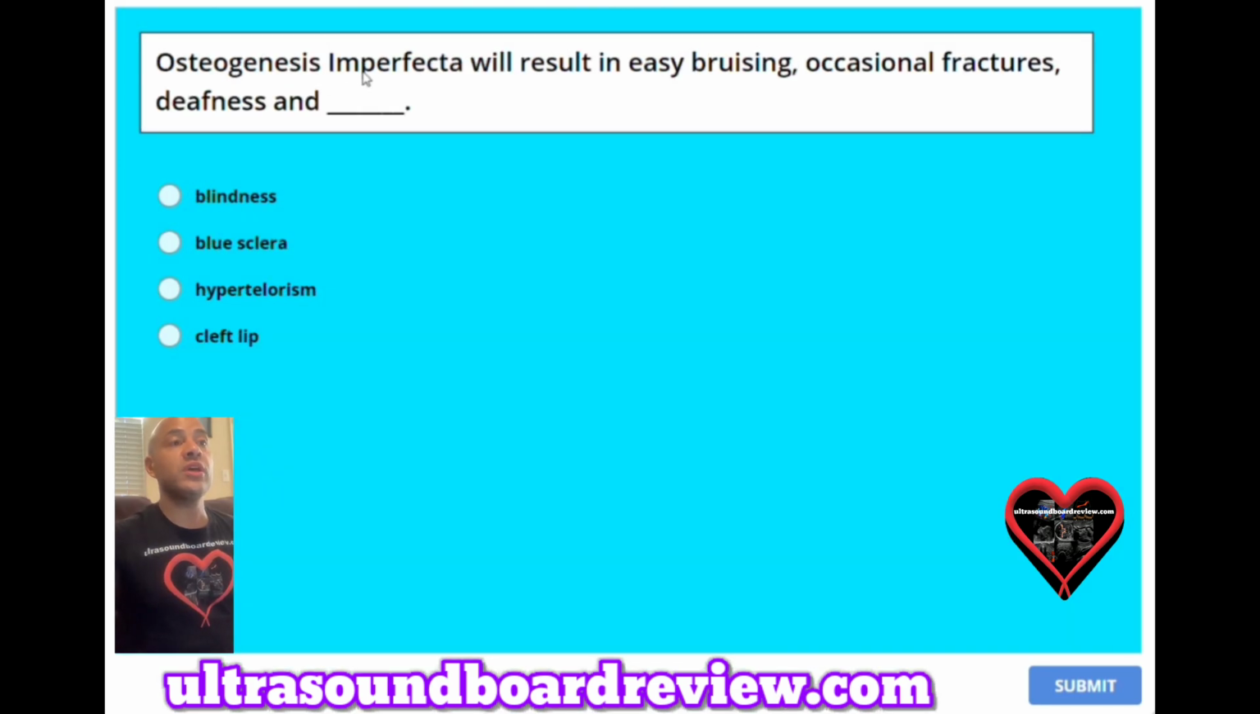Question 12. Osteogenesis imperfecta will result in easy bruising, occasional fractures, deafness, and what else? A. Blindness, B. Blue sclera, C. Hypertelorism, or D. Cleft lip. The answer is B. Blue sclera.